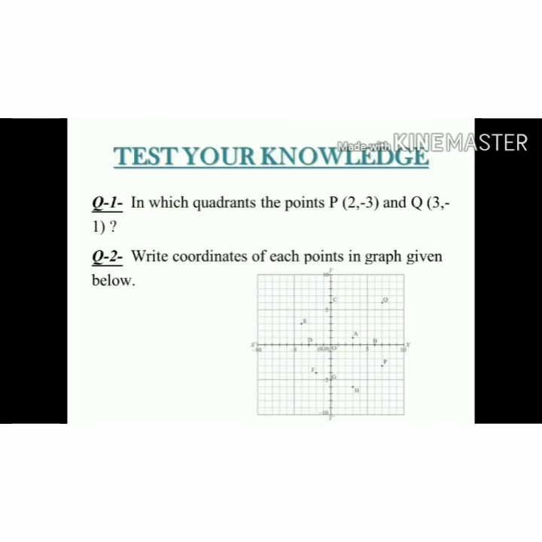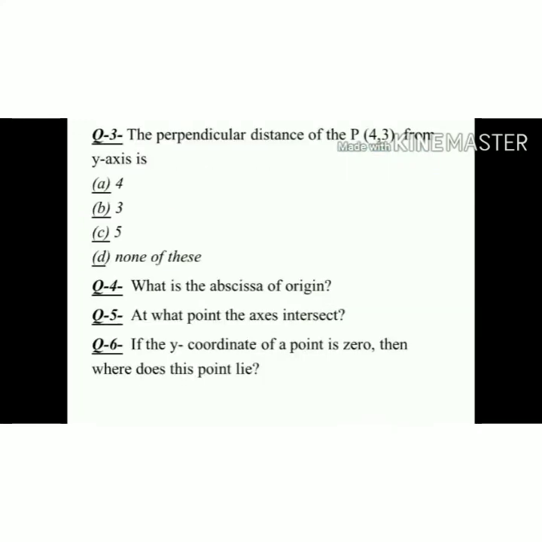Answer 1. Fourth quadrant and fourth quadrant. Answer 2. Coordinate of Q is (7, 6), coordinate of F is (-2, 4), coordinate of P is (7, -3), and coordinate of E is (-4, 3). Answer 3. Option A. Answer 4. 0. Answer 5. (0, 0). Answer 6. On the x-axis.